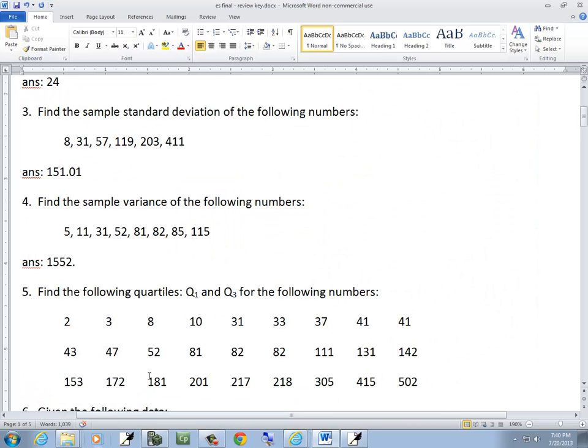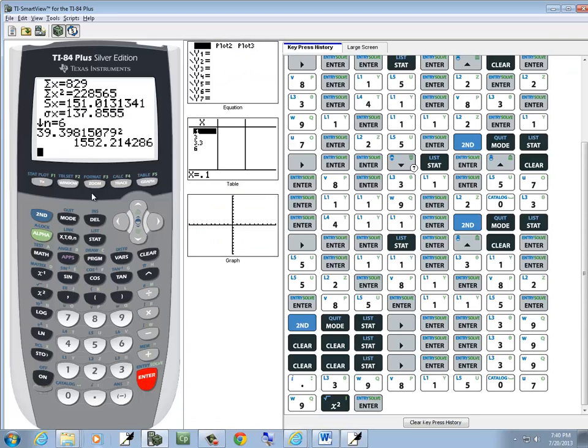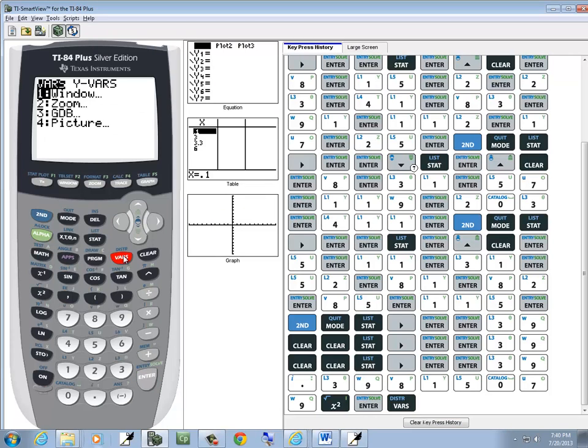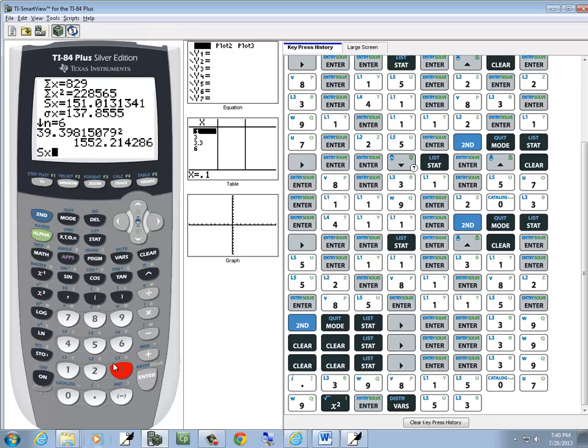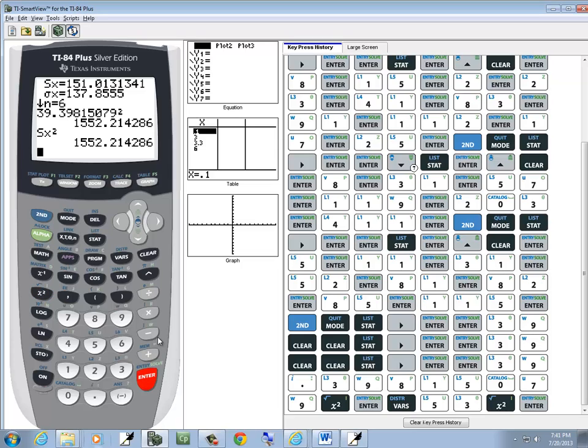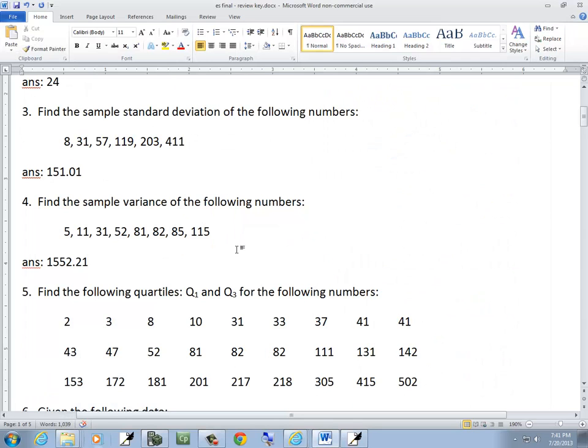1552.21. Now, if you're wondering the quick way to do that, after you've done one var stats, if you go to vars, choose statistics, number 5, and you see Sx is the third one, so I choose that. I did 3 but to choose it, and then press x squared and enter. Then that's a very easy way instead of typing in the numbers. But anyway, that's our sample variance.